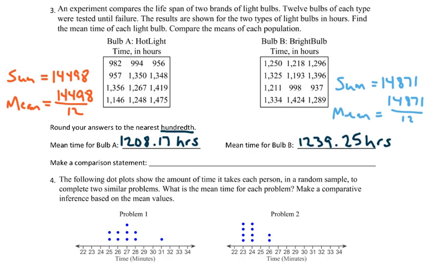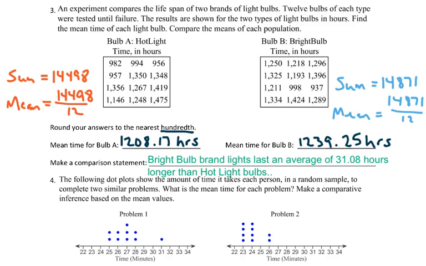We are now asked to write a comparison statement. So you can see that the mean time for bright bulb, and I'm looking up here to get that name, bulb B is called bright bulb, is a longer lifespan than the hot lights. So my comparison statement is that bright bulb brand lights last an average of 31.08 hours longer than hot light bulbs. Again, bright bulb brand lights last an average of 31.08 hours longer than hot light bulbs.